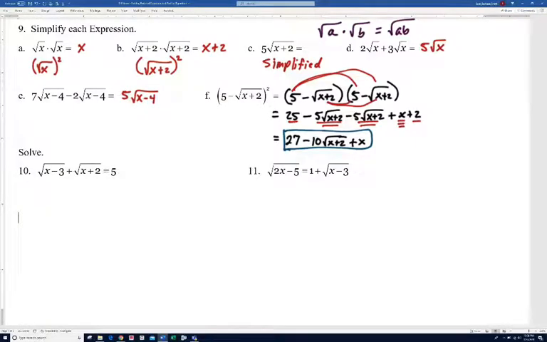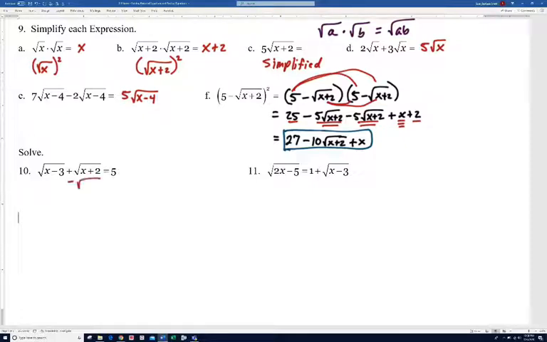Okay, in this video I'm going to finish up solving radical equations. So on number 10 and 11 here we have two radicals in the equation, so we're going to treat these a little bit differently. We need to make sure we have one radical on each side.